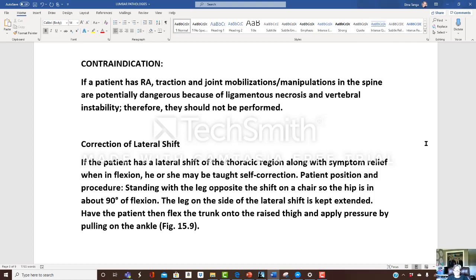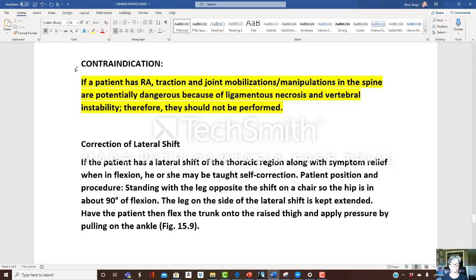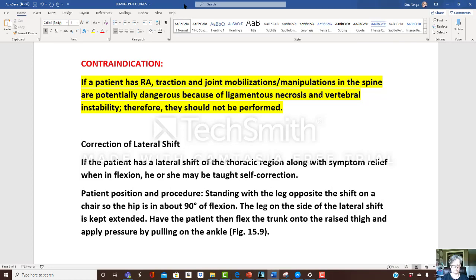Contraindication. If a patient has RA, traction and joint mobilizations, manipulations in the spine are potentially dangerous because of ligamentous necrosis and vertebral instability, therefore, they should not be performed. Correction of lateral shift. If the patient has a lateral shift of the thoracic region along with symptom relief when in flexion, he or she may be taught self-correction. Patient position and procedure. Standing with the leg opposite the shift on a chair so the hip is in about 90 degrees of flexion. The leg on the side of the lateral shift is kept extended.